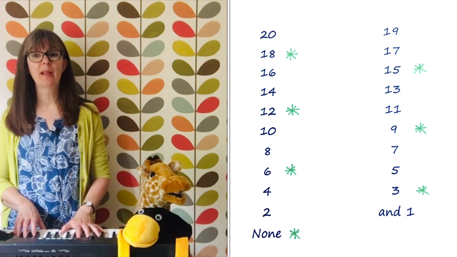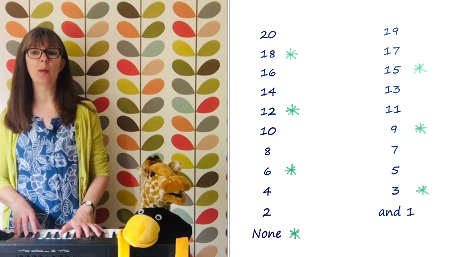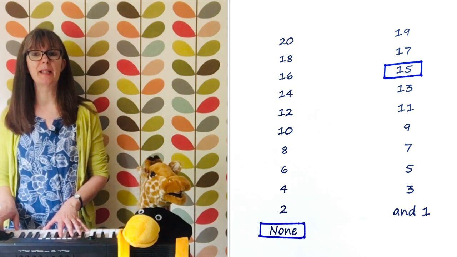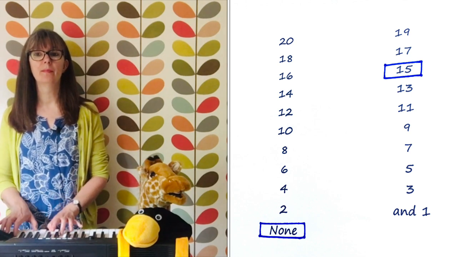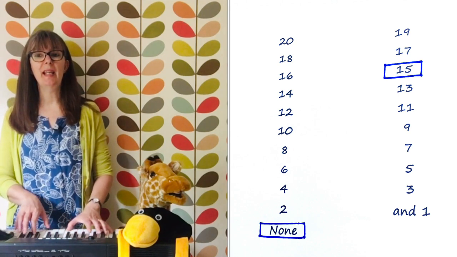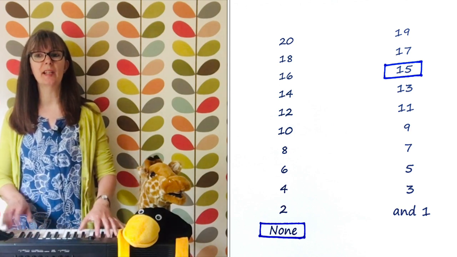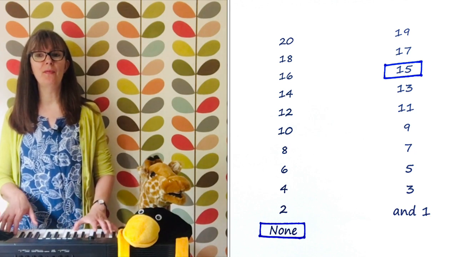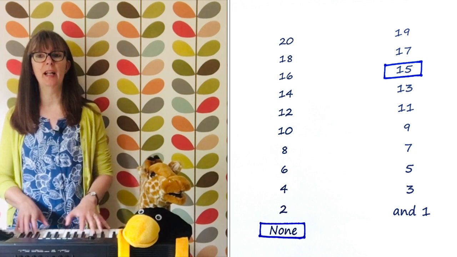and 1. Well done. This time, we're not clapping, we're not tapping. This time we're stamping if we see a box, a rectangle, round a number. That's on 15 and none. Here we go. 20, 18, 16, 14, 12, 10, 8, 6, 4, 2, none, 19, 17, 15, 13, 11, 9, 7, 5, 3, and 1.